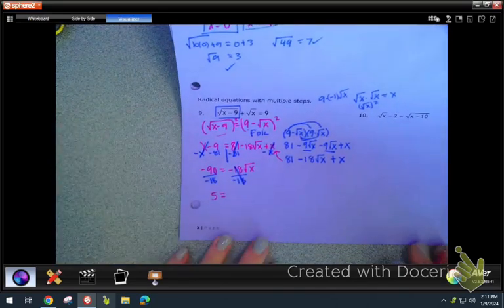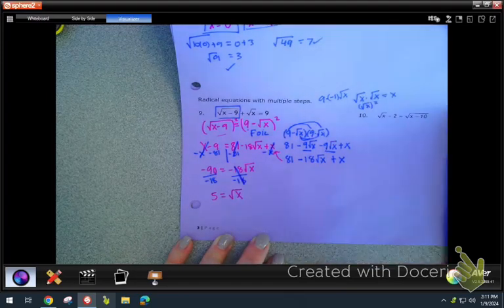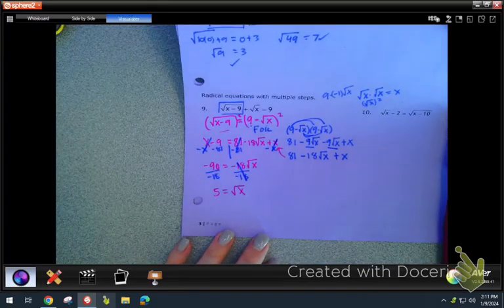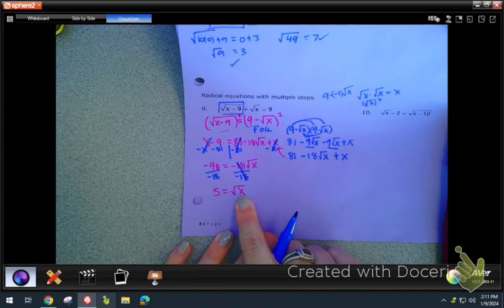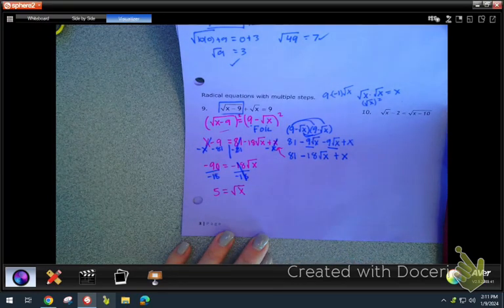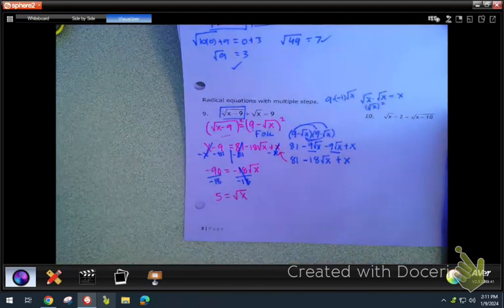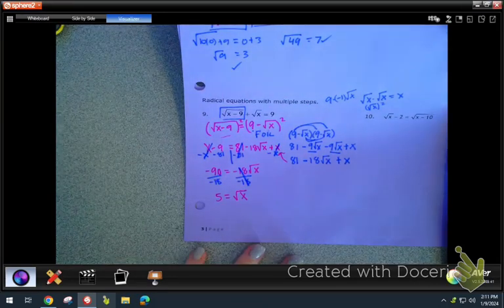Positive, because it's a negative over a negative, equals square root x. Okay? Also want to stop right here. We're almost done. Can a square root equal a positive 5? Is that possible? Yes. What if it was a negative 5 right here? Not possible. So when you get here, and we'll see more problems like that, this is just a little bit of a reminder of where we're going. You still have to keep checking that square root, make sure they're equal to positives.